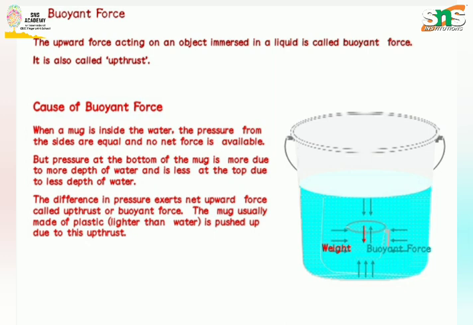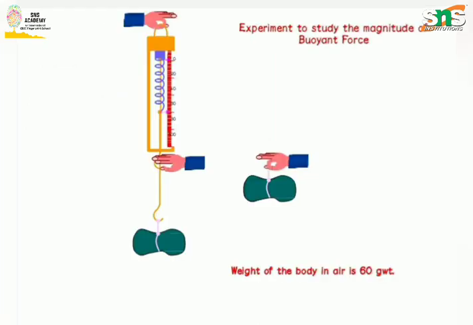Buoyancy is nothing but an upward force exerted by the liquid onto the object. To understand the concept of buoyancy, let us take a beaker filled with water. In that water, we are going to place a mug. I'm going to dip the mug in the beaker. When you give force, the mug goes down, and when you release your hand, the mug comes up.